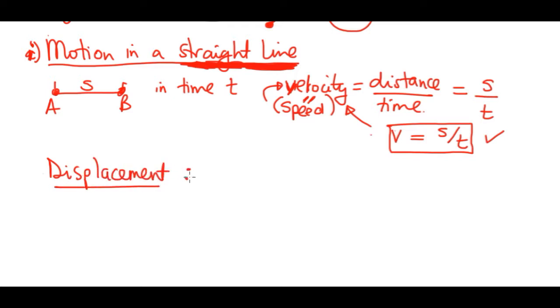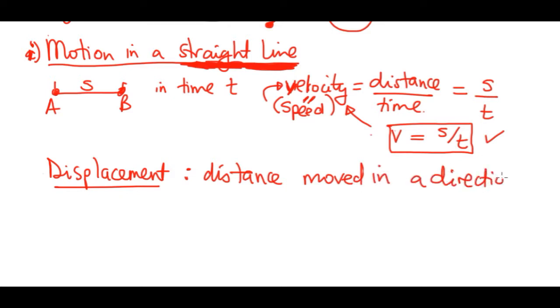Displacement is defined as distance moved in a particular direction. So I'm just going to write distance moved in a direction. This is wrong English, but it just summarizes what I'm trying to say. It's distance moved in a particular direction, facing a particular direction.